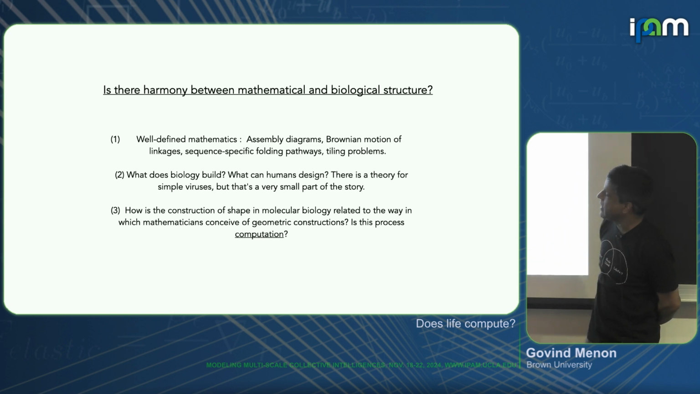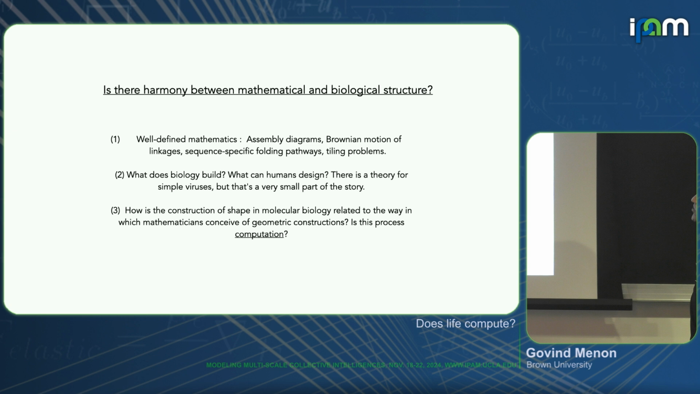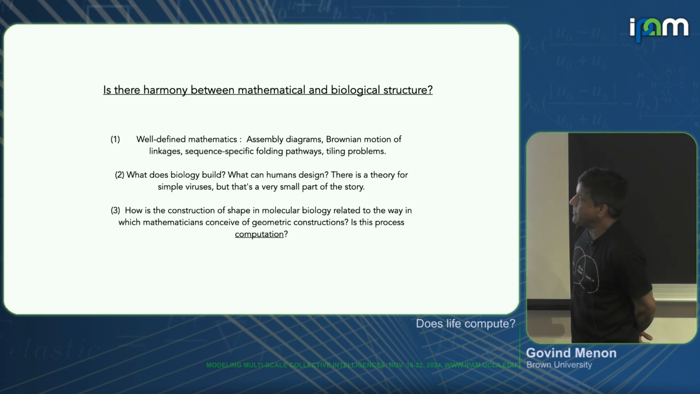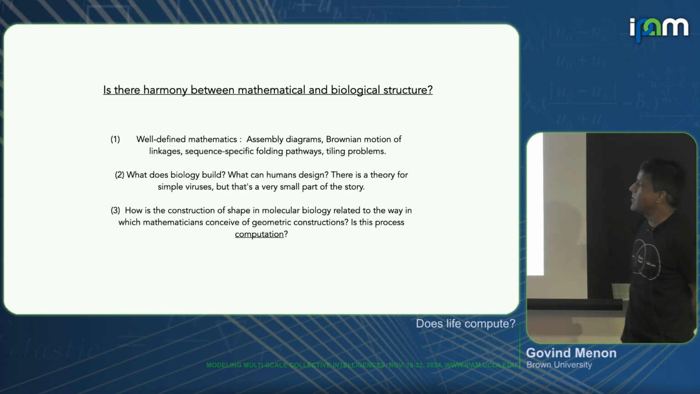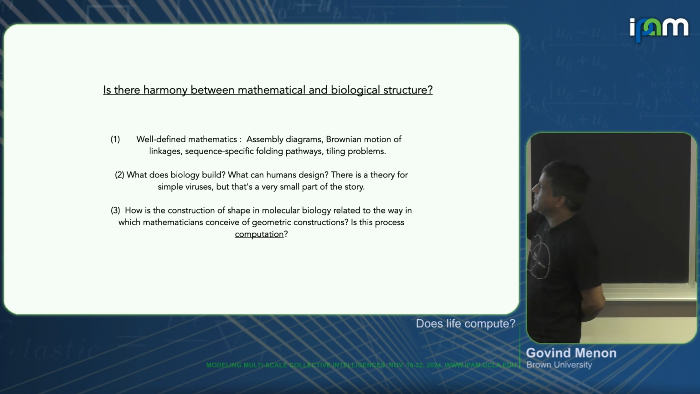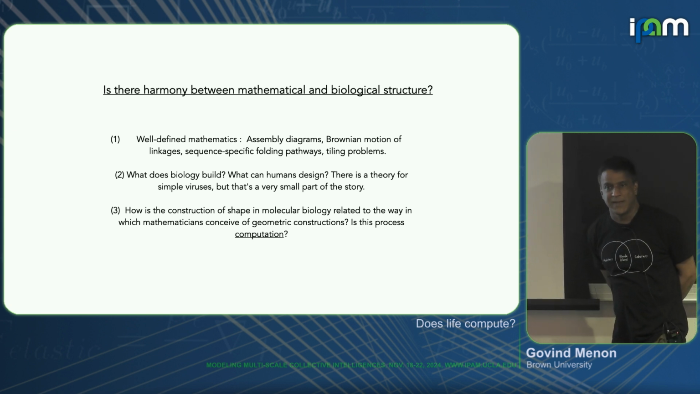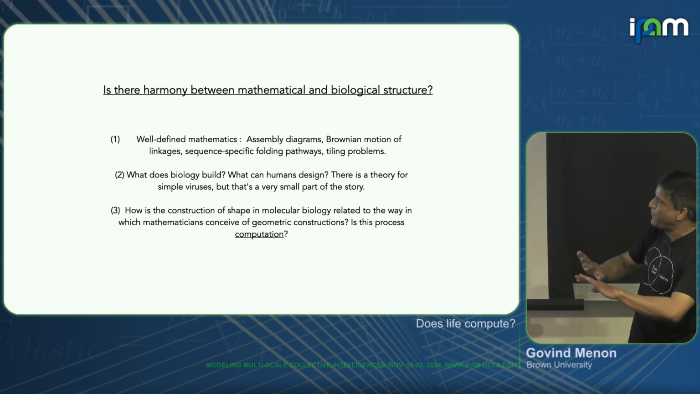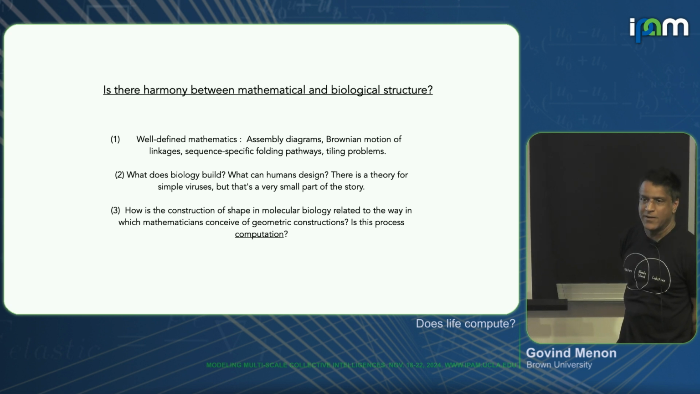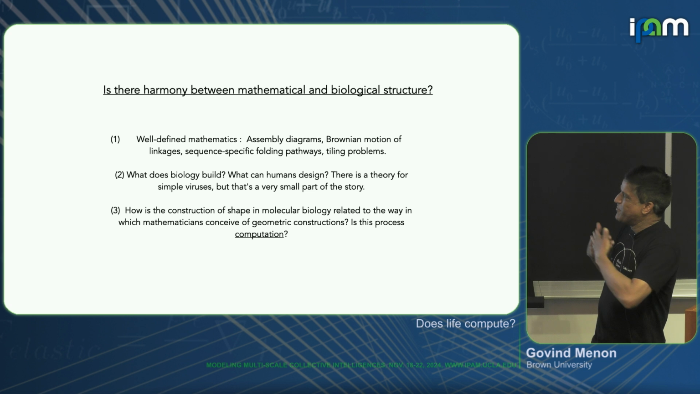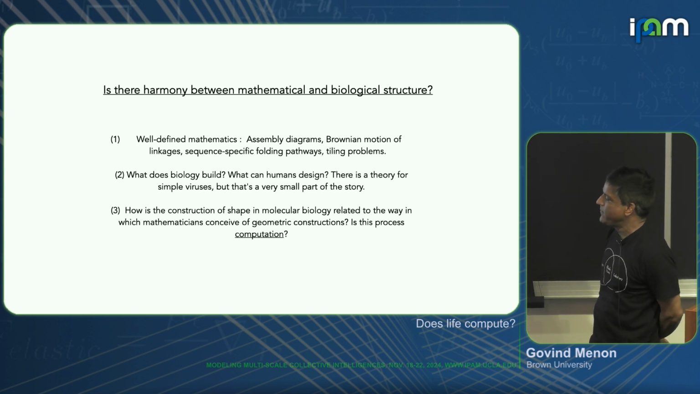So there are well-defined assembly diagrams. The Brownian motion of linkages is an interesting problem. The understanding of sequence-specific folding pathways, the work of Twarock, that's a lovely problem. There are beautiful tiling problems in there. Another thing that Reidun did, which was kind of amazing, is to see that there are forbidden viruses in the Caspar-Klug theory, and these correspond to Penrose tiles. So there's stuff that mathematicians found, which somehow viruses have known.